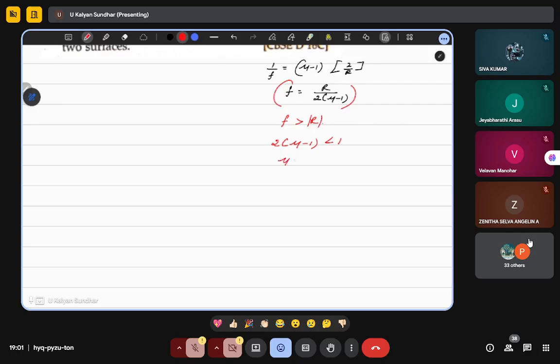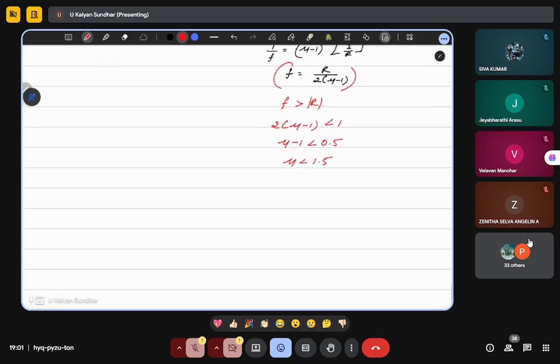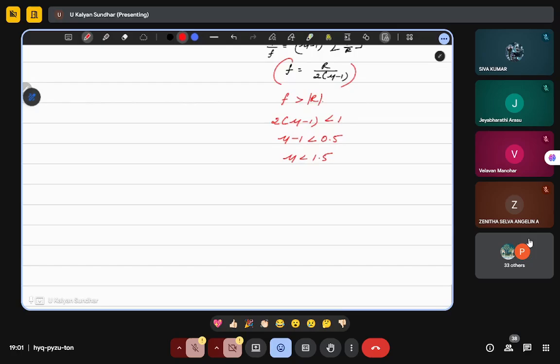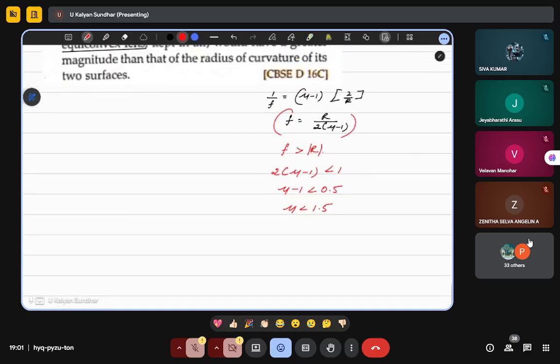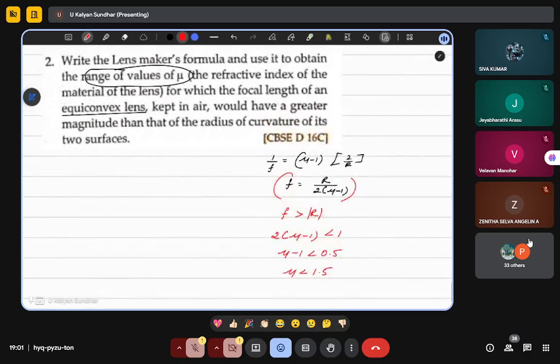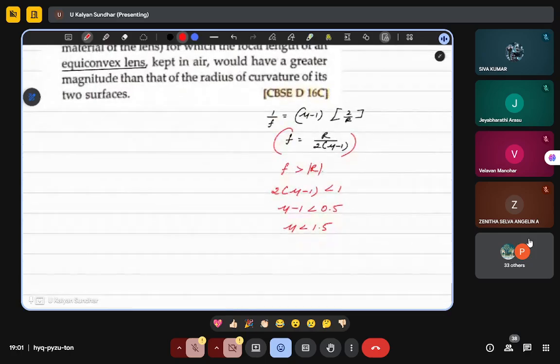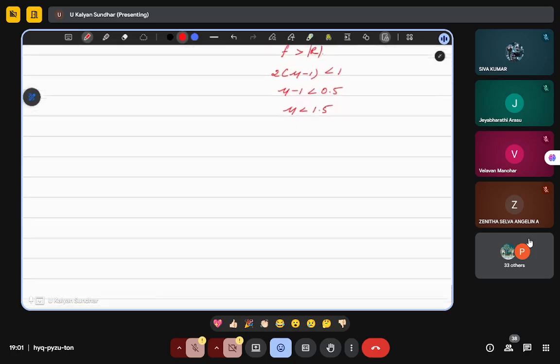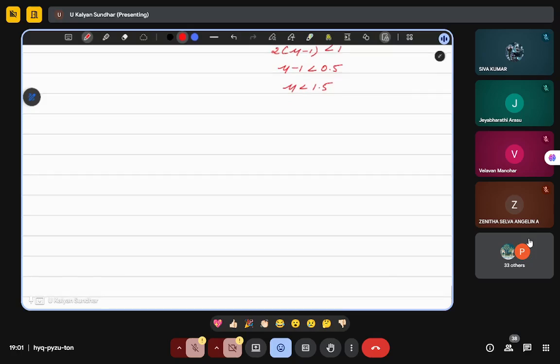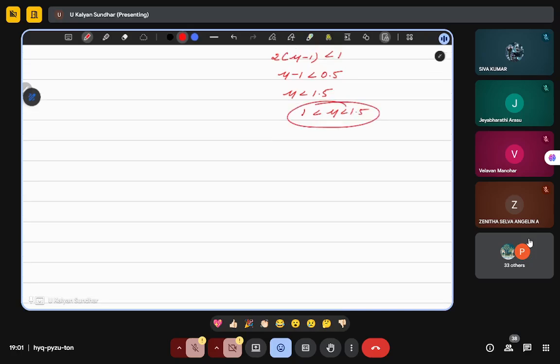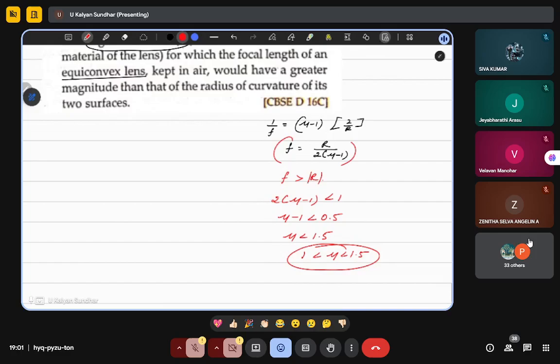So mu minus 1 will be less than 1 by 2, which is 0.5. So mu will be less than 1.5. Correct, sir? So it is the refractive index of the medium which has been kept in air. Air's refractive index is 1. The range should be falling between 1 and 1.5. They asked this in 2016. So derivations they might be asking again. The only thing is about the equations.